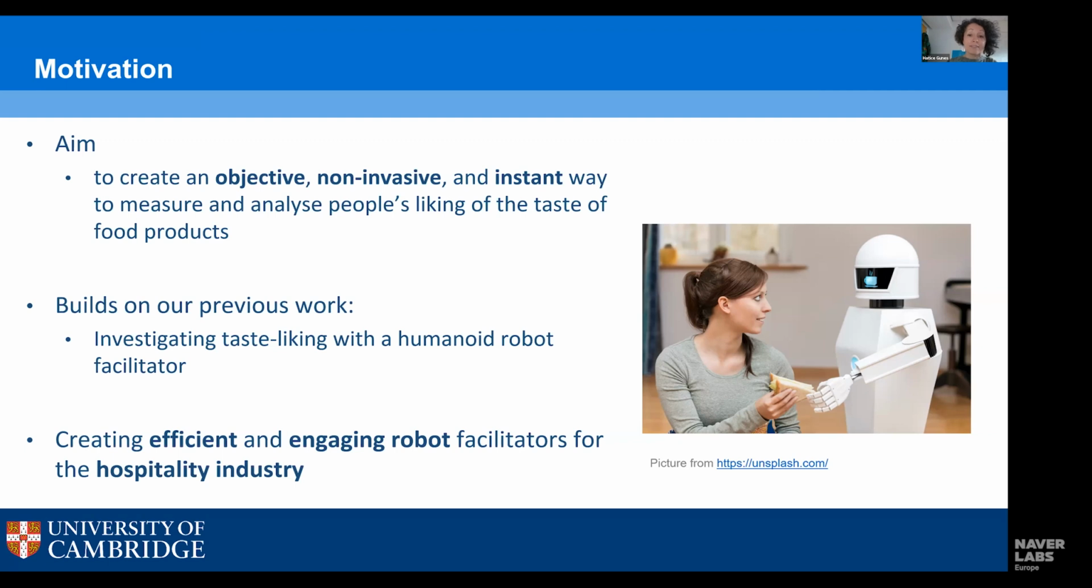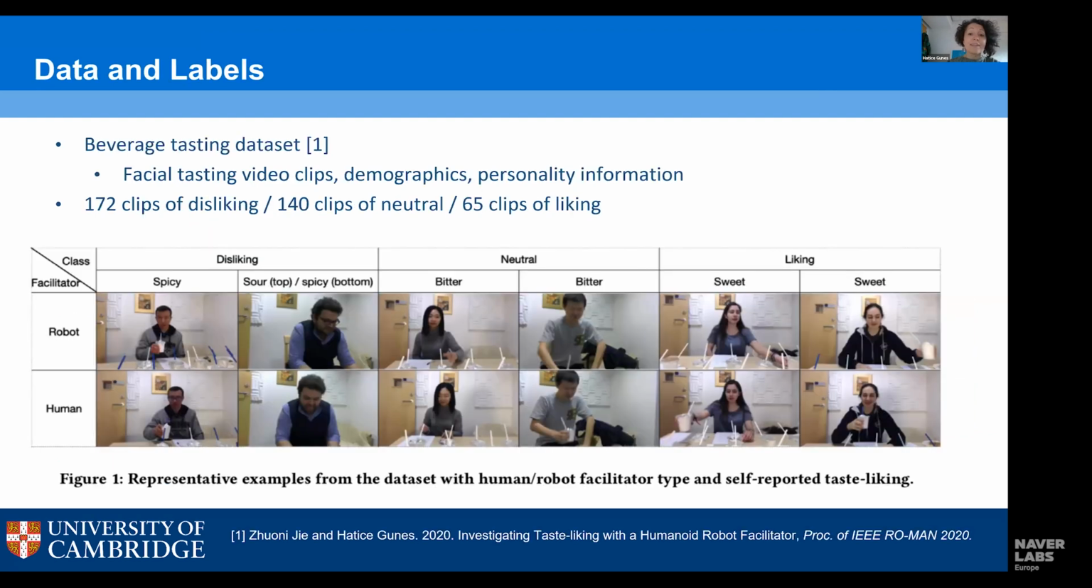So it builds on the data set that I just presented. And really the idea is to ultimately include this in robots. So here we see more examples of the data set. We call it the beverage tasting data set. So we have all this information.